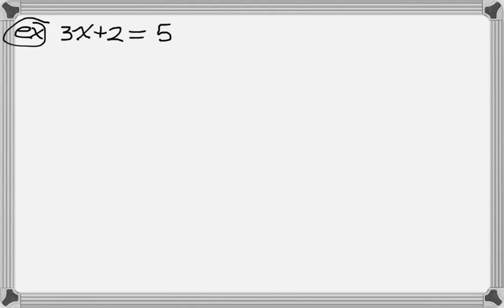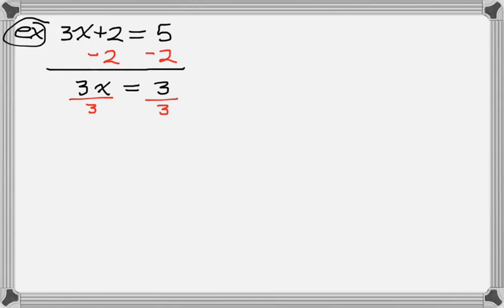So we see that we have 3x plus 2 equals 5. And what I'm going to do here is I see addition, so I'm going to subtract 2 from both sides. I want to try to isolate the variable. Right now the variable expression is 3x, so I have to get that by itself. So I'm going to subtract 2 from both sides. And that leaves me with 3x equals 3. Now I have multiplication that I need to undo, so I will divide both sides by 3. And that gives me x equals 1.